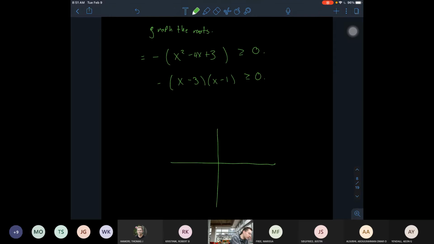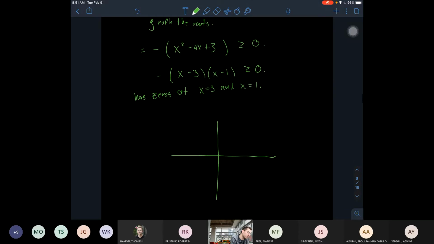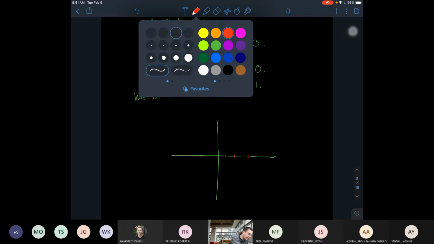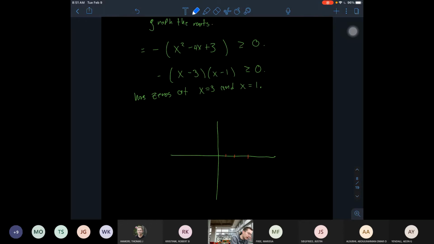Okay, so this has zeros at x equals 3 and x equals 1. So let me graph the zeros first. They're going to happen at x equals 1 and x equals 3.